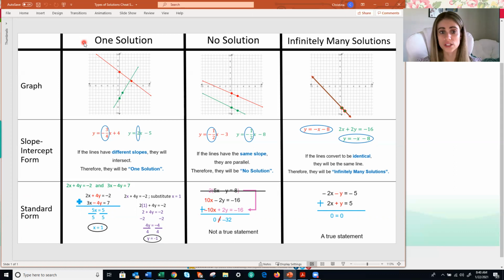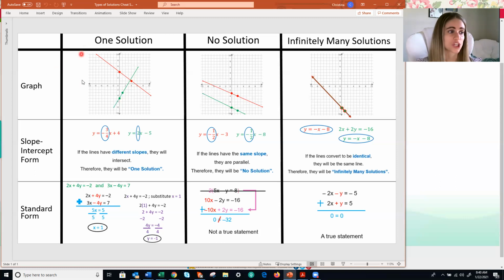All right, let's just start at the beginning with one solution, because this is the one we're most familiar with. One solution is what we've been working with up until this point. It is what you're going to receive 90% of the time. The only exception is if you're doing an assignment like this and it's trying to get you to figure out the three, then it's probably going to be split.